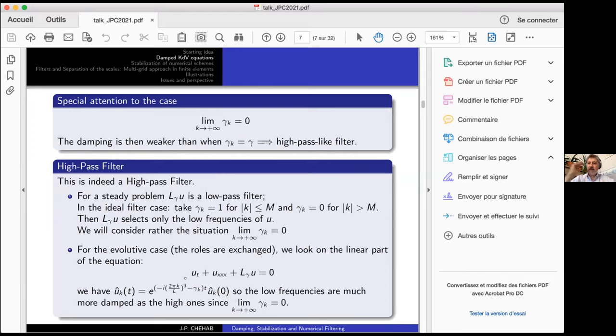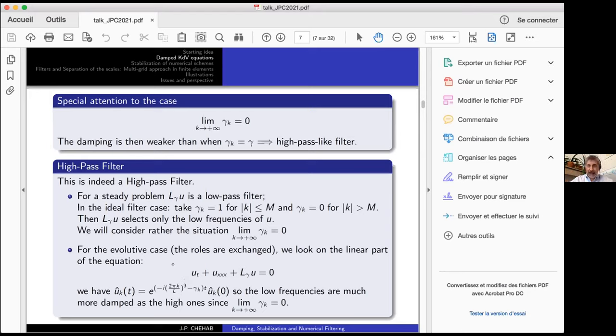That means that you will not change the low frequency components, and you kill the high frequency components. So this is a low pass filter when considered in this way. But we will see that when associated to the time evolution, it acts as a high pass filter. Remember that the KdV equation is a small frequency model. So if you want to damp it, you have to damp the small frequency components. Not necessarily the high ones, but the low ones must be damped.